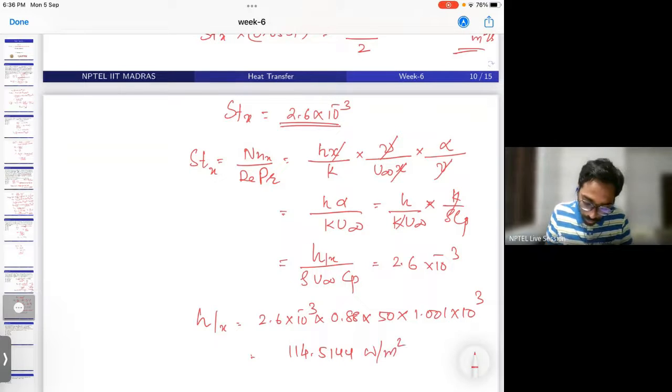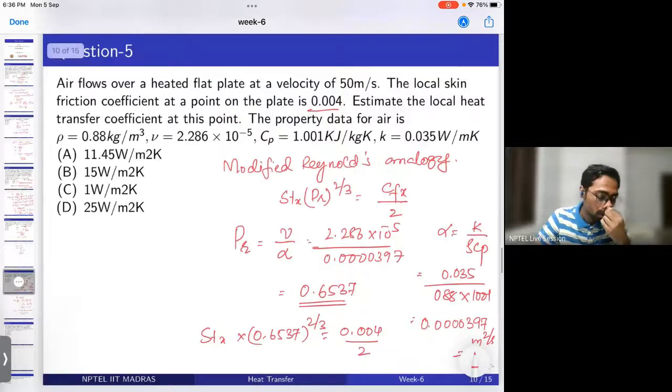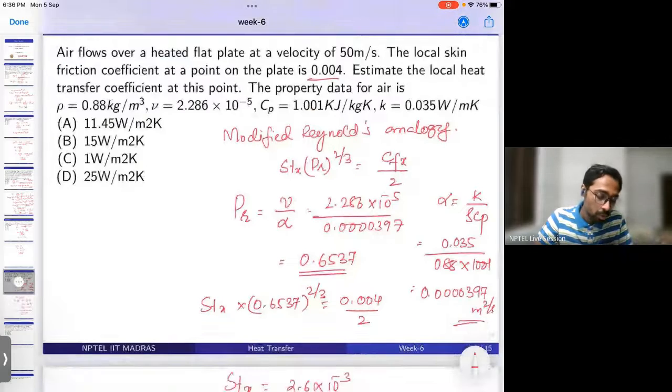So actually, I think you got the importance of this Reynolds analogy. Even without heat transfer, we can predict the heat transfer coefficient over a flat plate if we calculate just the skin friction coefficient at a surface. So even when heat transfer is taking place, we can predict the heat transfer coefficient at that point. That is the use of the Reynolds analogy.